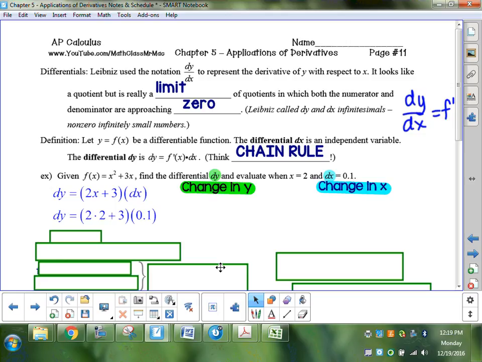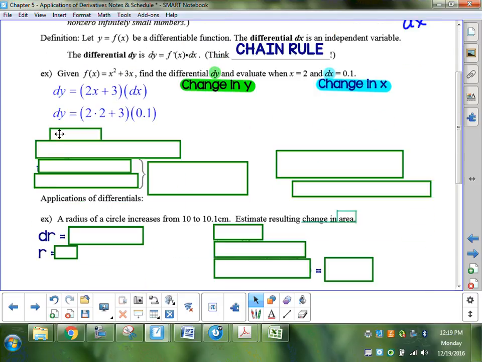This is why Leibniz notation, and Leibniz wasn't the same academic titan that Newton was. So now we evaluate this out. 2 times 2 gives me what? 4 plus 3 gives you 7, and then times 0.1, so the change in y is equal to 0.7. So now what we're going to say is this.